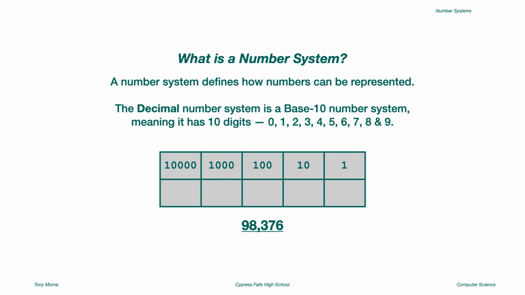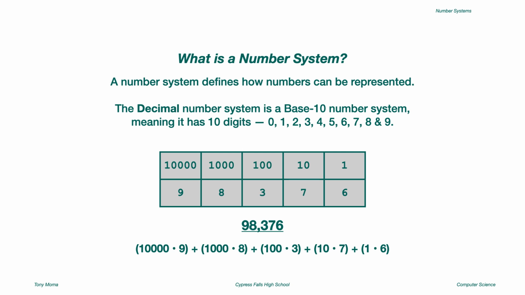And now for our last example, we'll pick a random 5-digit number, 98,376. The rightmost digit goes to the rightmost column, followed by the second rightmost digit, the third, the fourth, and the fifth rightmost digit. The number 98,376 can be seen as 10,000 times 9, plus 1,000 times 8, plus 100 times 3, plus 10 times 7, plus 1 times 6.